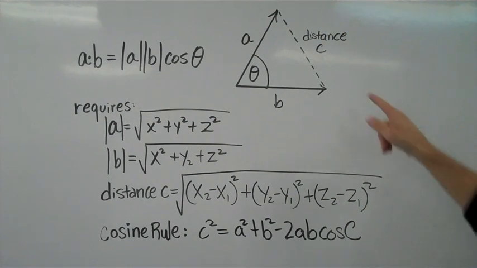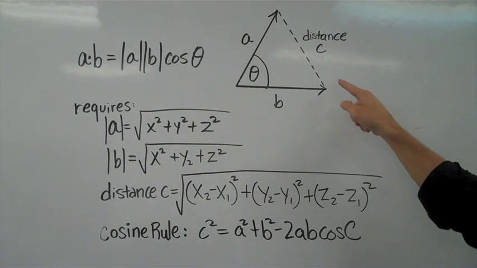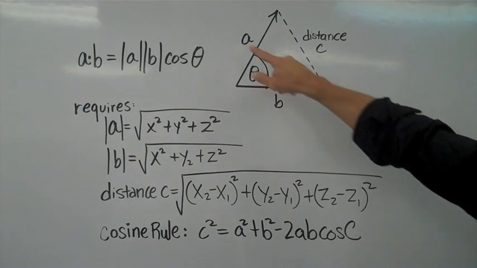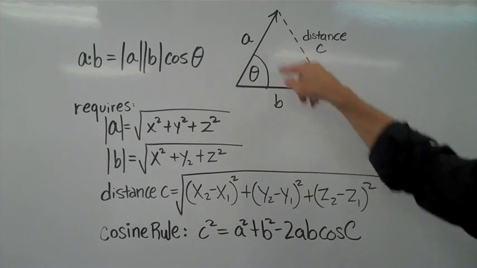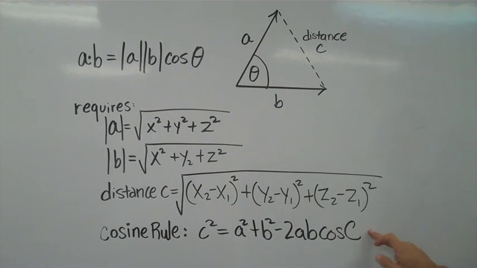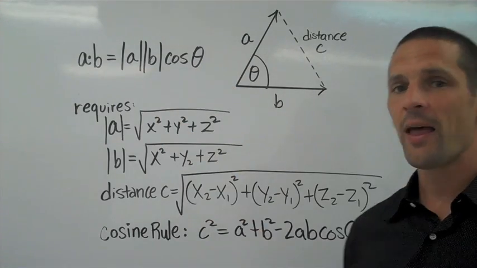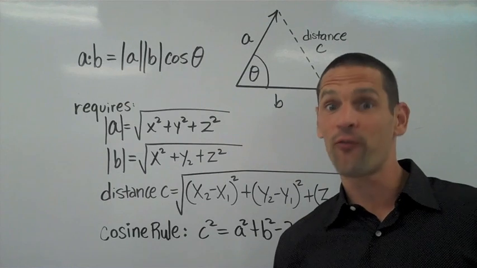Once we find that distance c, we could use the cosine rule, and it says c squared, which we would know from the distance formula, is equal to a squared plus b squared minus 2ab cosine theta. Well, angle c, if we put an angle c there, would be the same as theta, and we could solve for theta and then plug in, plug in, plug in. That would be the extremely long way. We have, fortunately, another way.